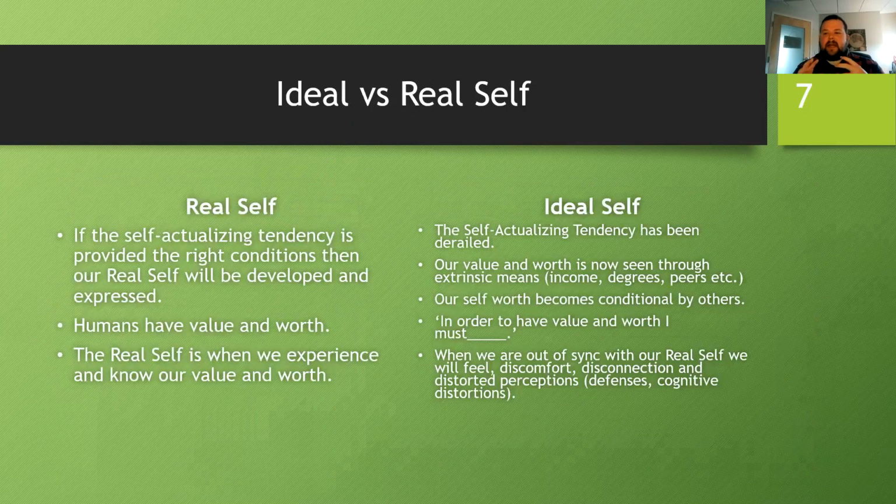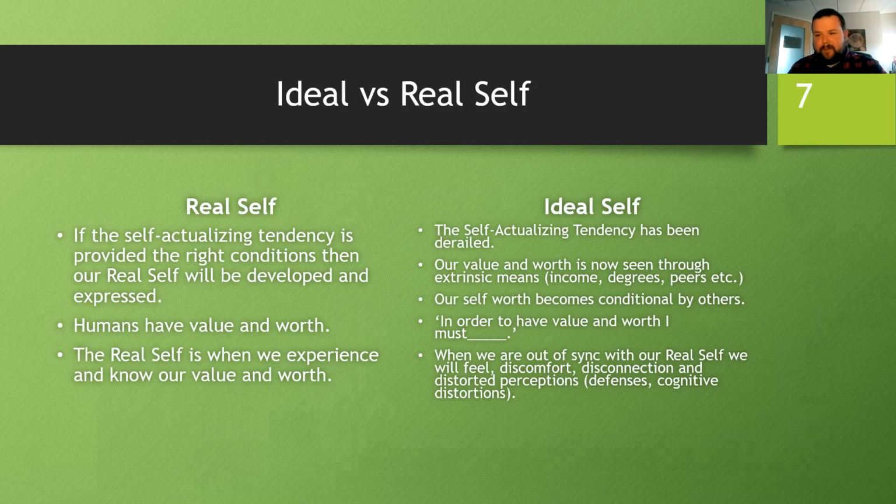Okay, so to build more onto this ideal versus real self, this is showing how our personality is greatly influenced by supportive or unsupportive situations. If we're in a supportive environment that allows the self-actualizing to be expressed, then the real self is going to be present. If everything's aligned, our external behaviors, our thoughts, our emotions in the moment, if they're all connected, then our real self is being expressed.